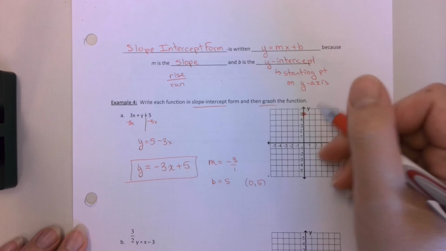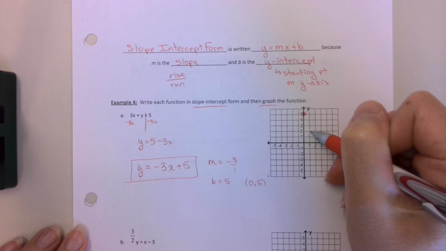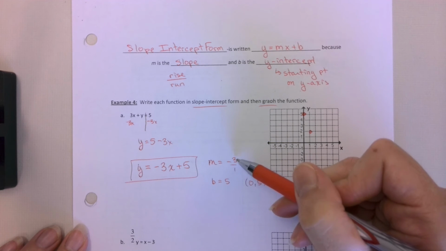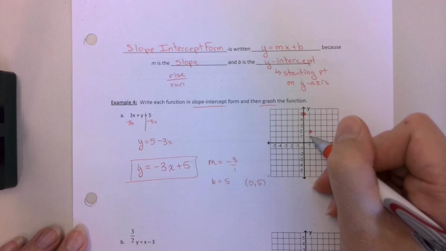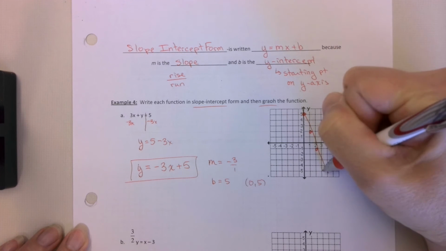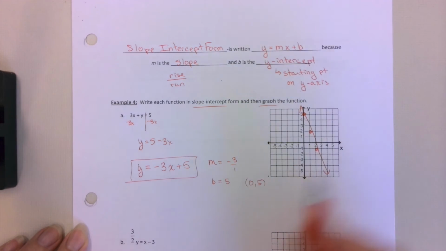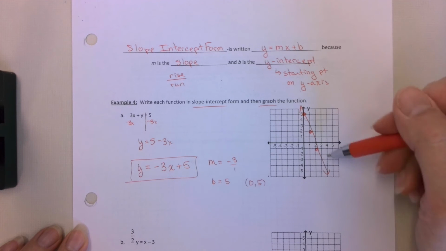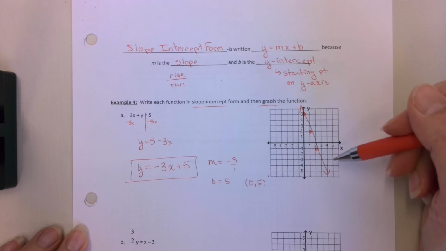And then I'm going to go down 3, 1, 2, 3, and right 1. So again, I get a -3 and then a +1. Down 1, 2, 3, right 1, and then sketch in your line. Now, I had a negative slope, so my line is dropping, which makes sense there.